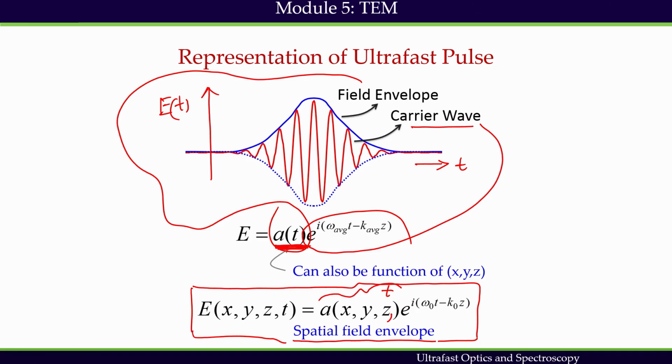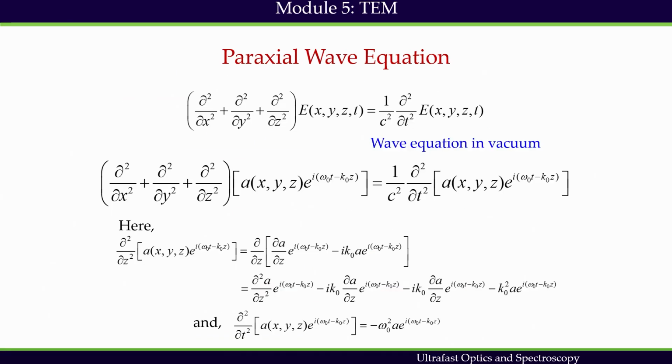But to simplify the problem for the present context, we will turn off this time dependence and just check the spatially dependent field envelope. If we take this equation and plug that into this equation, this is the wave equation in vacuum, then we find this expression.